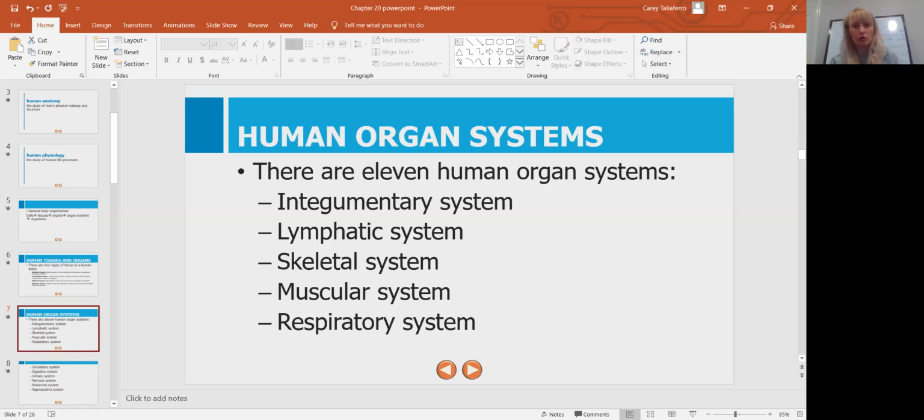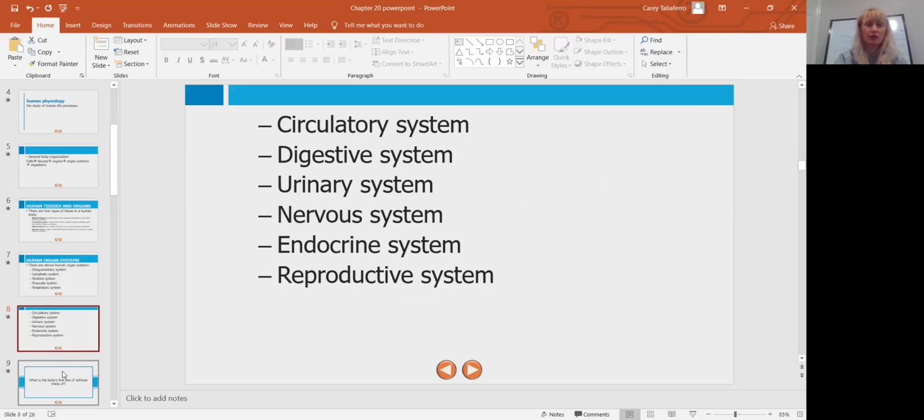So we're going to start, chapter 20 involves the integumentary system. It's a big fancy word, meaning basically skin. And then the lymphatic system, another kind of fancy word, which means your immune system. And then we'll hopefully be able to get at least a little bit through the rest of the 9, although it's going to be a tight squeeze. So skeletal, muscular, respiratory, and then to finish out the list, you have your circulatory system, digestive, urinary system, nervous system, endocrine system, and your reproductive system.